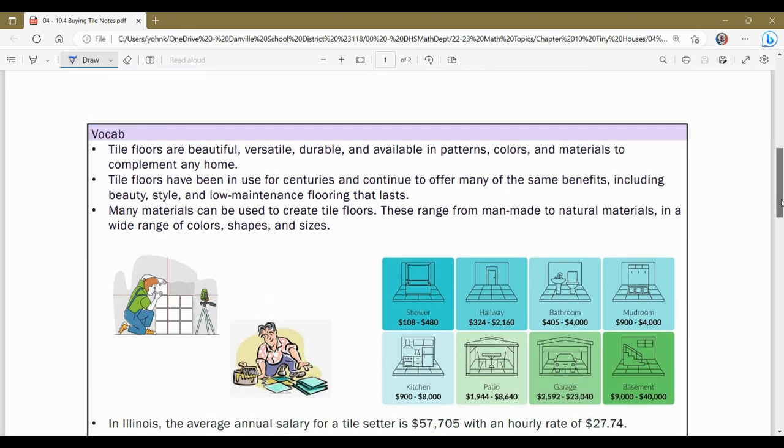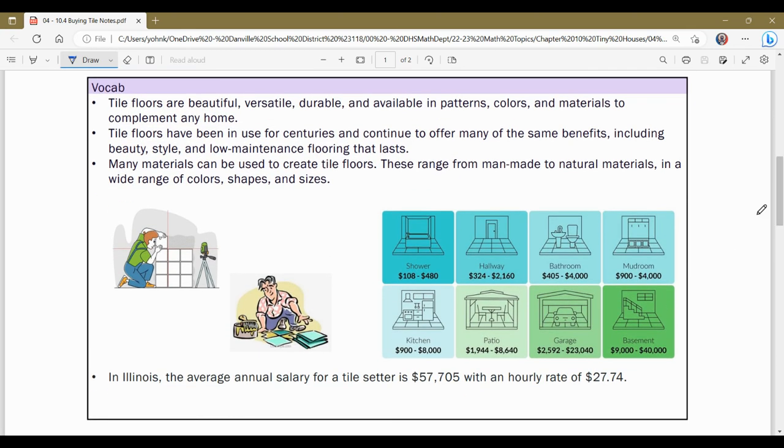So tile floors are beautiful, versatile, durable, and available in patterns, colors, and materials to complement any home. They've been used for centuries and offer lots of benefits, including beauty, style, low maintenance. You can do all sorts of cool patterns, shapes, sizes, anything. Tile is going to be found mostly in your bathroom, but you're going to find it wherever.